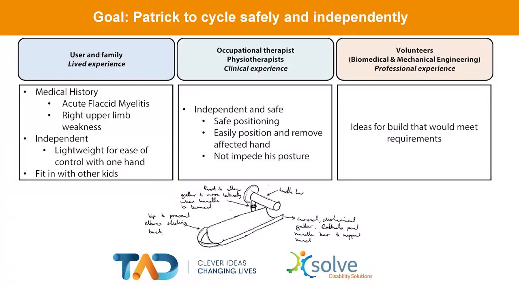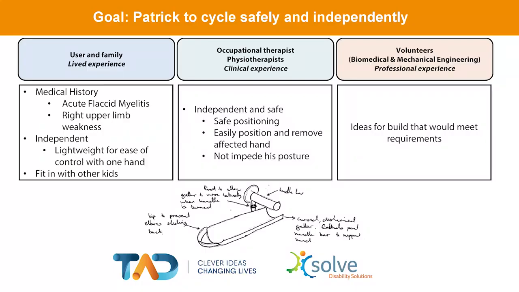From a therapy point of view, you'll see a sketch of the initial idea we came up with following assessment with the family. We identified what a safe position might be for Patrick on the support, which was with his palm facing upwards as he had best control here. He had some slight active elbow flexion. We also identified for him to be independent, he needed to easily position and remove his hand from the support, and for safety reasons needed removal to be quick.